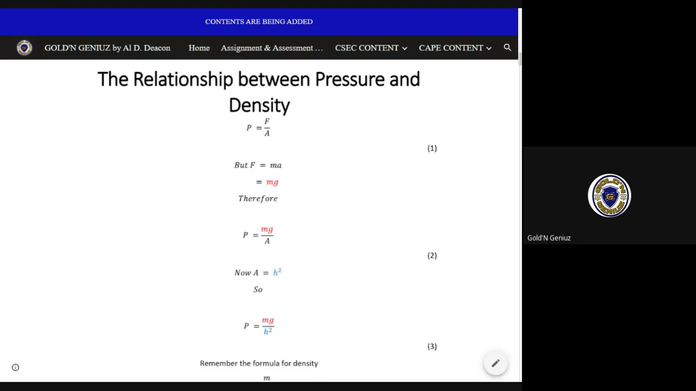Now, so far we know that at number 1, P is equal to F upon A. Pressure is equal to force divided by area. We should have no problem with that because that is the definition for pressure. Pressure is equal to the perpendicular force applied to that surface area.